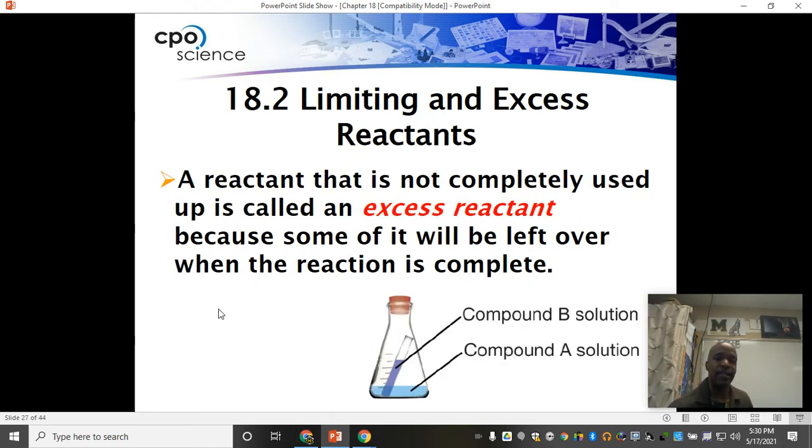Limiting and excess reactants. A reactant that is not completely used up is called an excess reactant because some of it will be left over in excess after the reaction is complete.